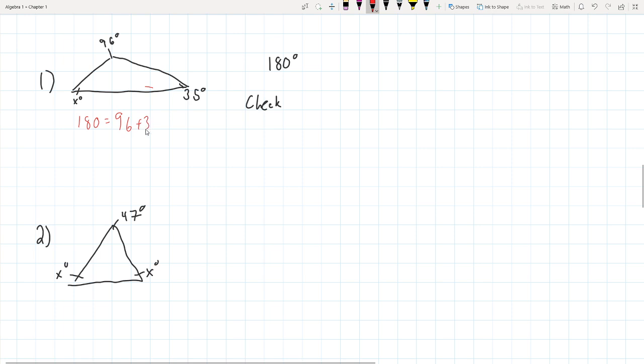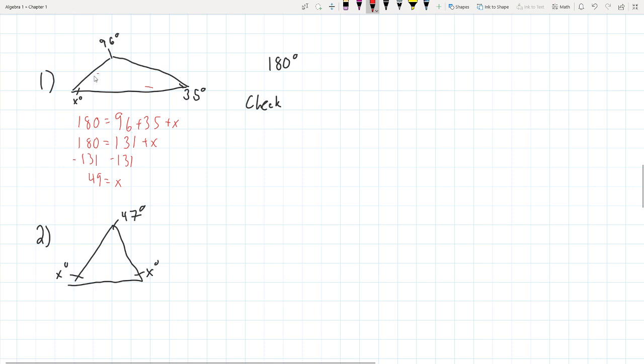96 plus 35 plus x. Now I'm going to combine like terms. This 96 and this 35 are like terms. So 180 equals 96 plus 35 is 131 plus x. Now I'm going to get x by itself. I'm going to subtract 131 from both sides. And what I'm left with is 49 equals x.